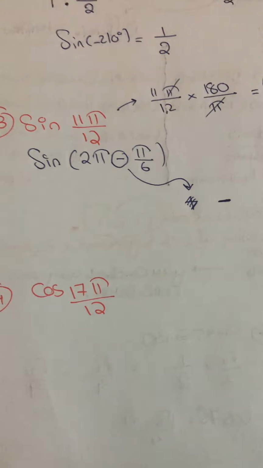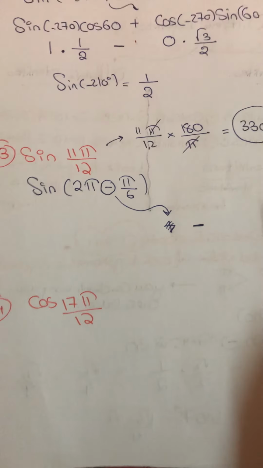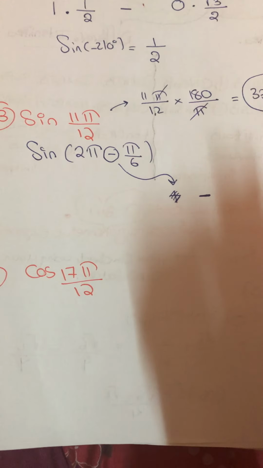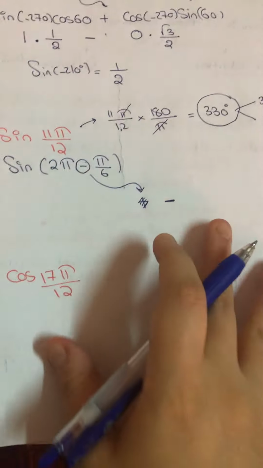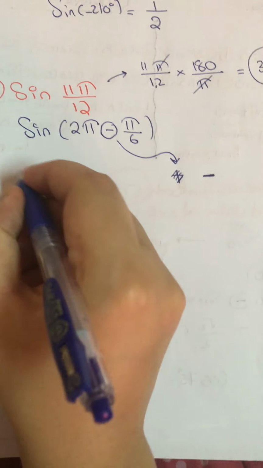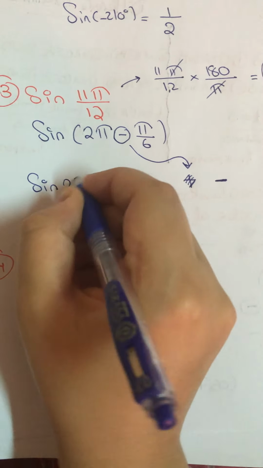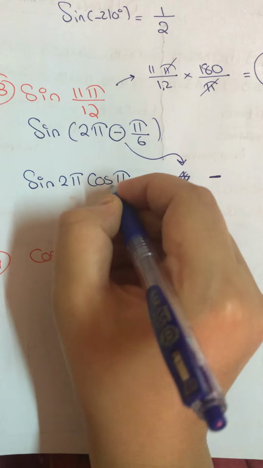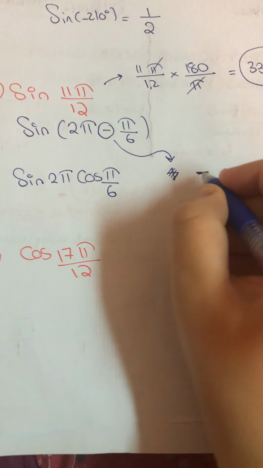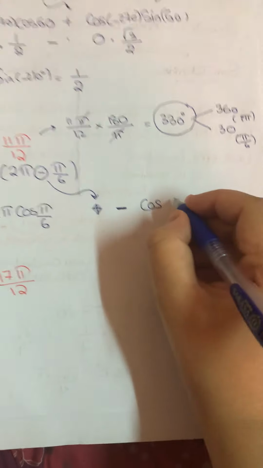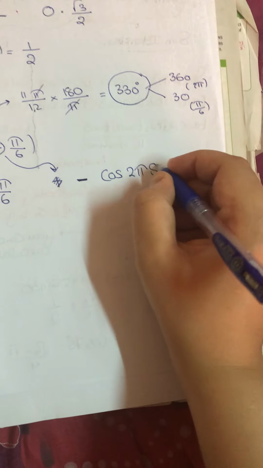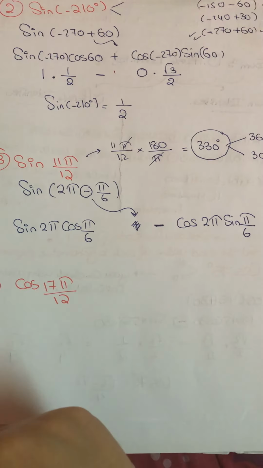And as we said, sine goes sine cosine and then cosine sine, right? So we say sine cosine, cosine sine. Okay, so over here I can start by saying it's sine 2 pi cosine pi over 6, and the minus is here. I'm going to copy it, and then I'm going to go for cosine, the first one, which is 2 pi, and then sine pi over 6. The answer will give me sine 11 pi over 6.